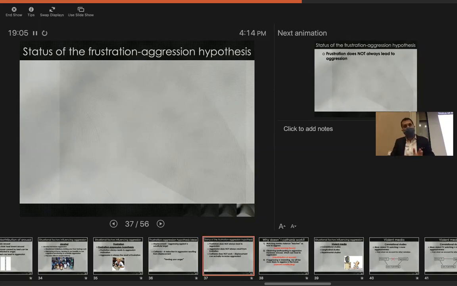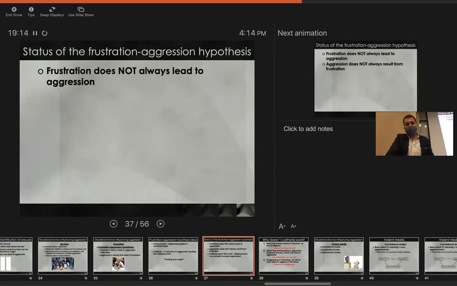And it's certainly the case that aggression is often the result of frustration. But the frustration aggression researchers overstated their case, because we now know that frustration does not always lead to aggression. It can, but it doesn't always.